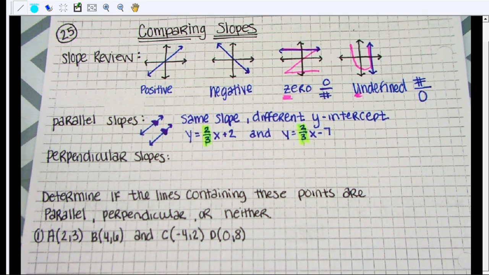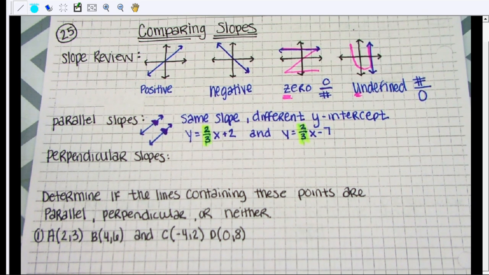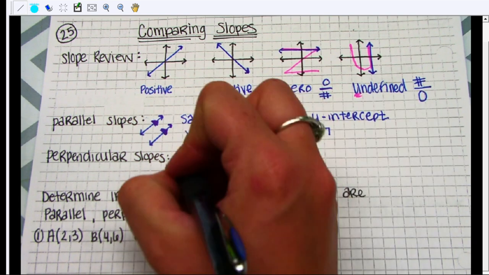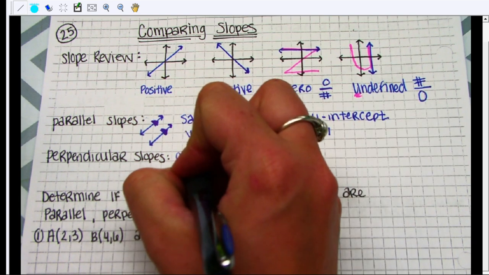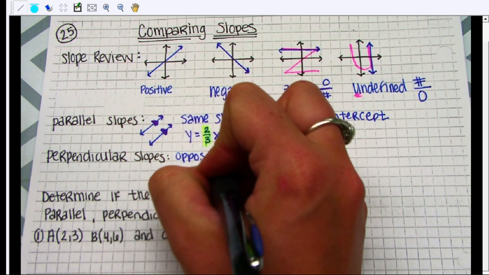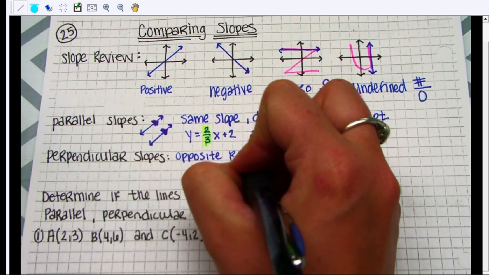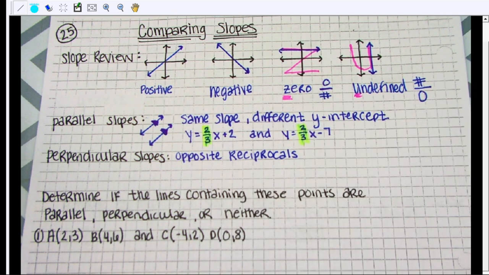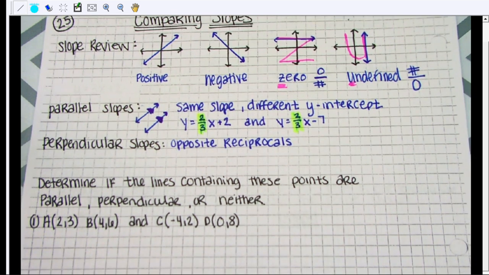This is also why when we reduce our fractions for slope, it's really important to simplify them so it's easier to compare. Okay, you want to simplify so it's easier to compare. Perpendicular slopes are the tricky ones. Perpendicular slopes are opposite reciprocals. Opposite reciprocals.